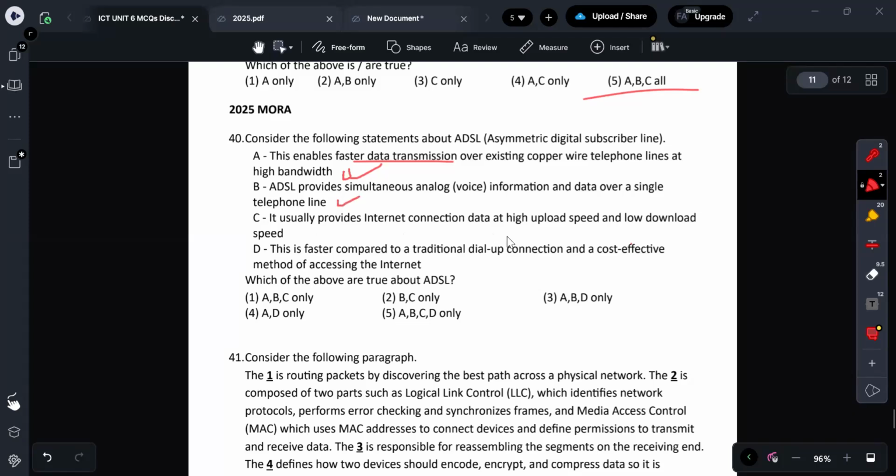Usually provides internet connection data at high speed. Both are the same, no? Completely same. So I didn't notice when I was doing it. The answer is A, B, and D only. I think they are repeated. So see, in more papers they do repeat. So the upload speed is low and the download speed is high. That's how it should be, right?